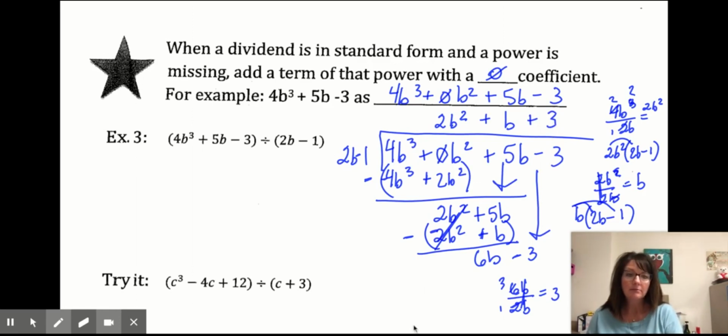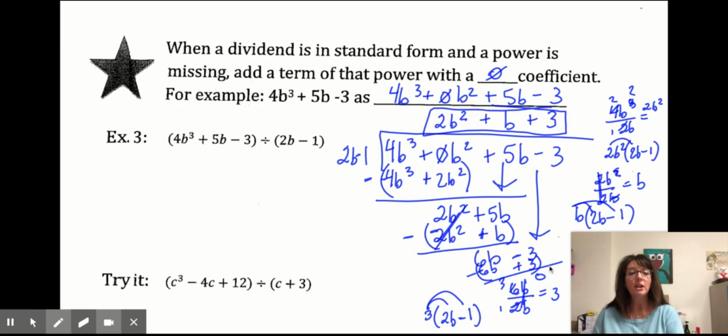So then we're going to take, running out of room here, 3 times 2b minus 1. So 3 times 2b is 6b. 3 times a negative 1 is a negative 3. And again, we are going to subtract. So that's going to make a negative 6b and a positive 3. So we get another one with a 0 remainder.